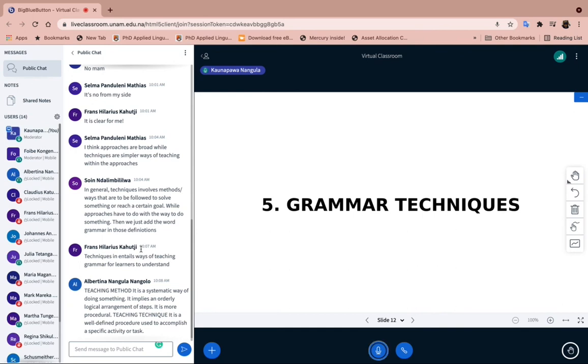But generally, when we look at these terms, approach is the largest umbrella, where they have all this assumption of what language is, and what does learning look like, and what does teaching language look like. And then we've got methods. Methods here now is a system of presenting whatever grammar that you're presenting within the classroom. And then the method is informed by the approach.